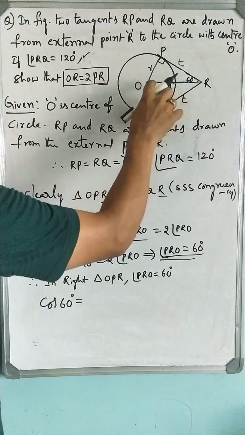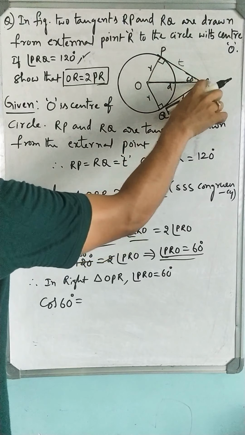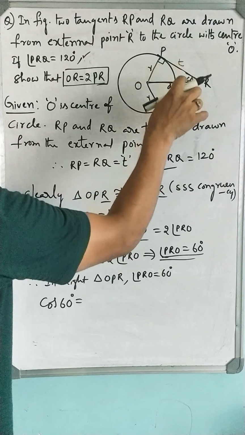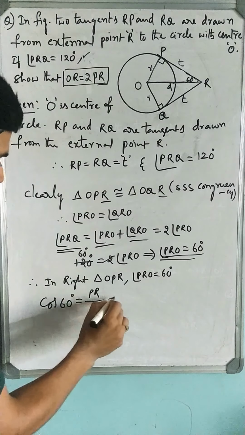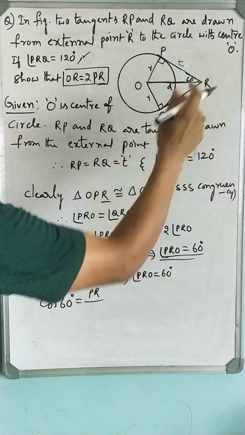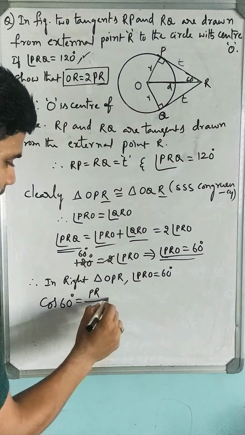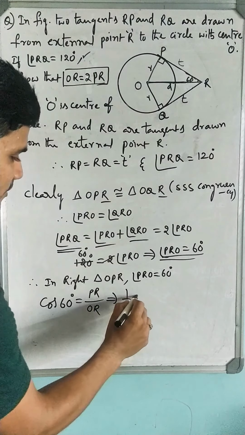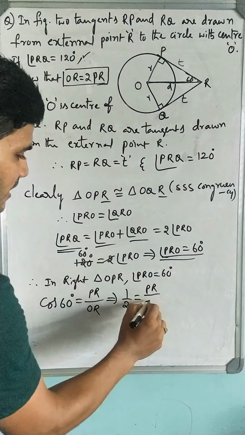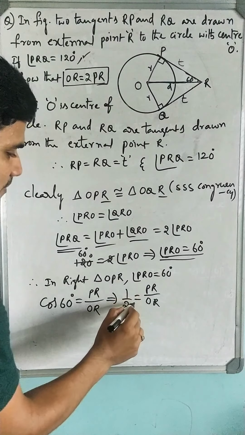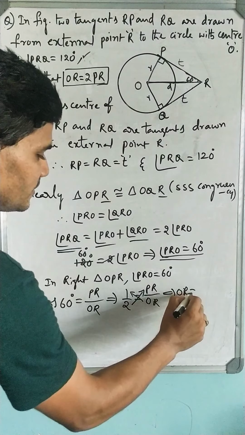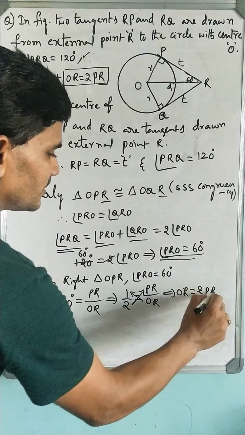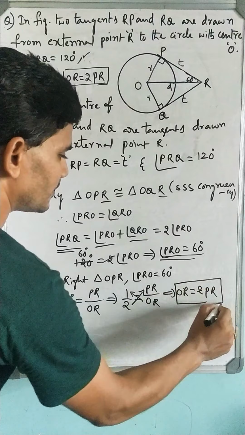What is adjacent? See, these are legs. These will act as opposite and adjacent. Adjacent is PR and opposite to 90, hypotenuse is OR. Implies cos 60, 1 by 2, is equal to PR by OR. Do cross multiplication. Implies OR is equal to 2 times PR.